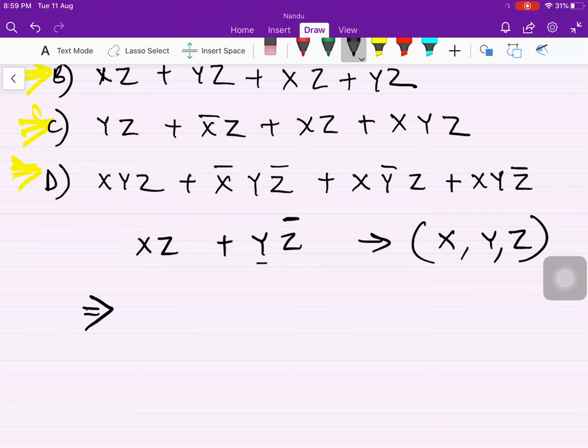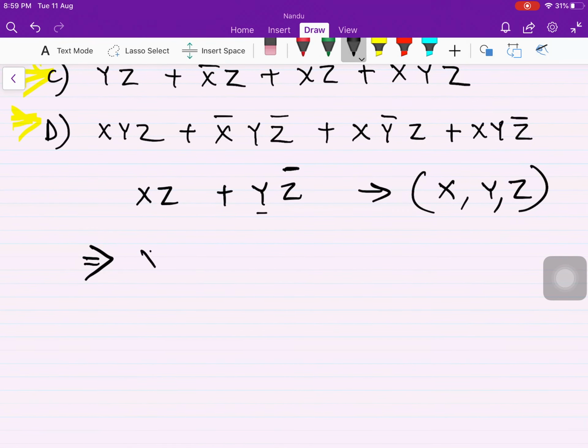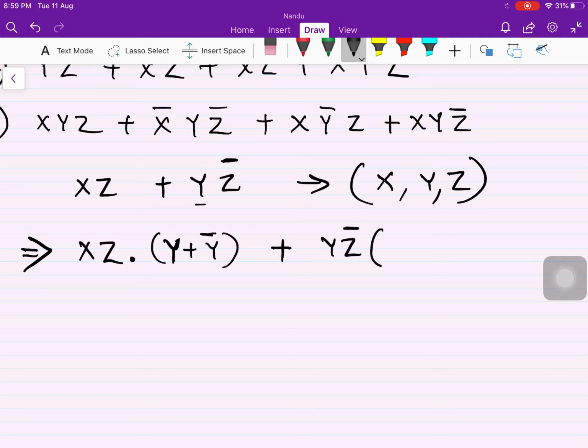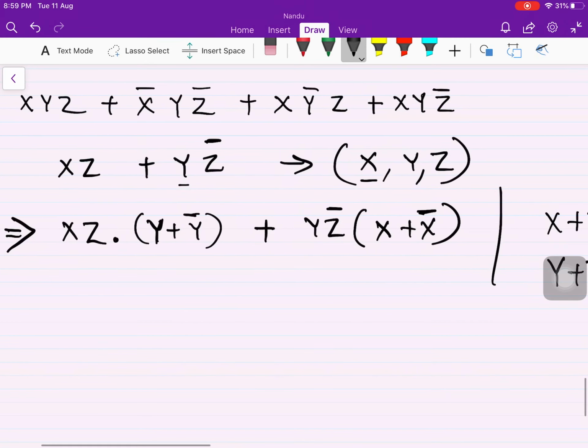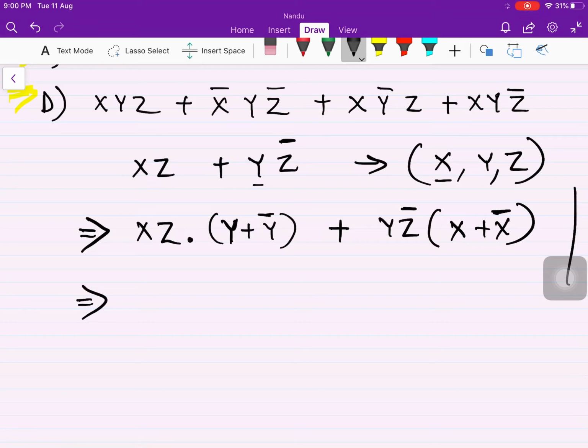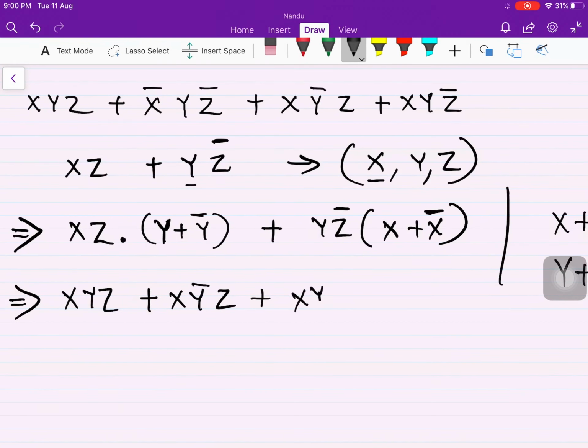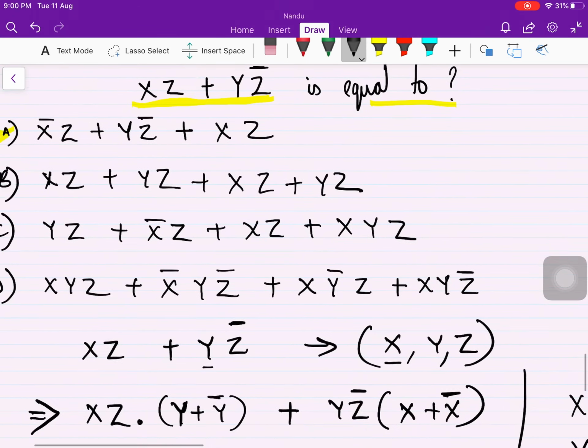What you do next is, xz is there, so you multiply it with y plus y bar, which is equal to 1, so we can write it like that. Then we take yz bar, where the third missing variable is x, so you write x plus x bar. Because x plus x bar and y plus y bar are equal to 1, we are not adding anything extra to the expression. Now if we multiply, we get xyz plus xy bar z plus xyz bar plus x bar yz bar. So this is our answer, the fourth option.